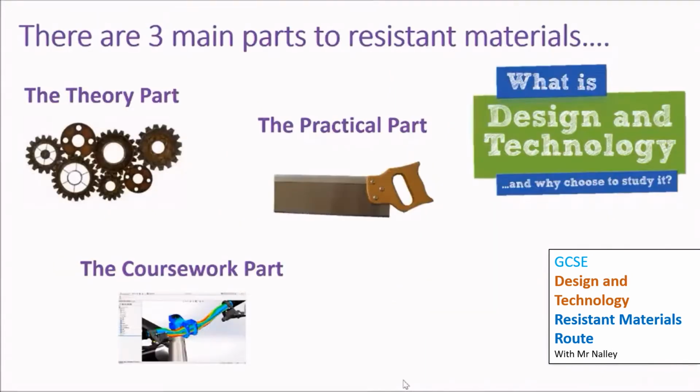In the resistant materials path, there are three different parts to the course. There's the theory part, the practical part, and the coursework part. Obviously, being a practical subject, there's a heavy reliance on the practical elements of the course. But overall, you will still have to learn quite a lot of theory and do a reasonable amount of coursework as well. At the end of it, you will also have to take an exam. I'll be talking you through these individual parts and how they're weighted towards your final grade.